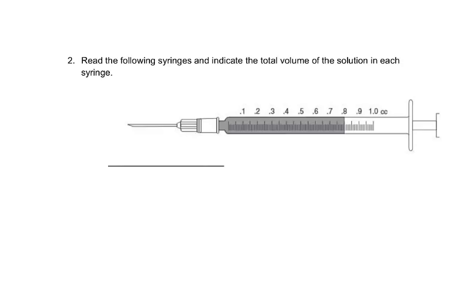So let's look at this syringe. So we need to look at the total volume on this. It tells us right here that this is in cc's, cubic centimeters. And the liquid lines straight up with this line right here at 0.8. So this is 0.8 cc's. There are between each number 10 lines.